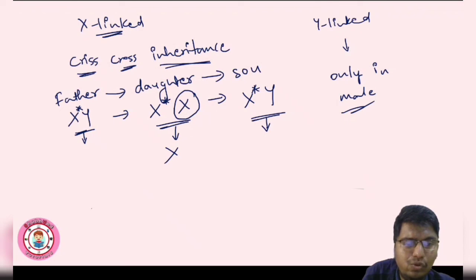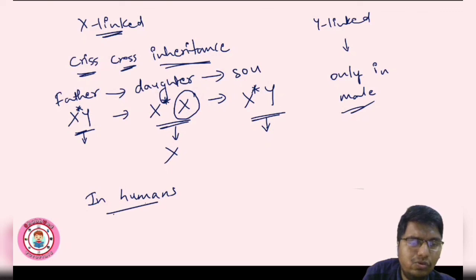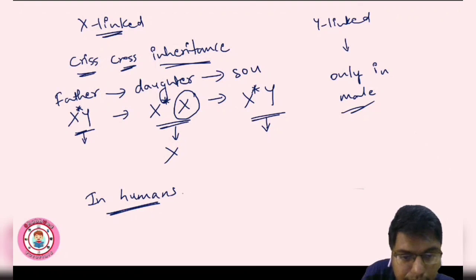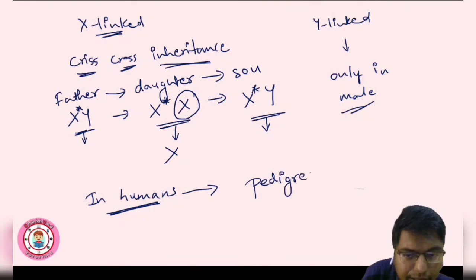In humans we study pedigree. From this Drosophila experiment it is also known that the same pattern of inheritance is there, because this is the XY system, linked to the XY chromosome, so the transmission is the same in humans as well. So in humans, pedigree analysis is very important.